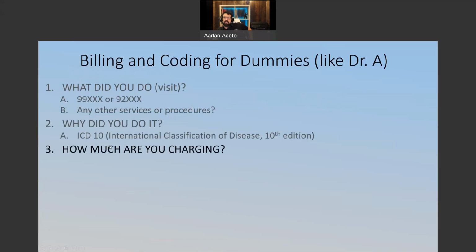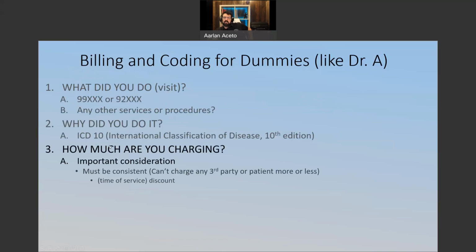And then the question is how much you're charging. And this is very important. You have to be consistent in terms of how much you charge. If you're an eye doctor, you can't charge one insurance company more than another for the exact same thing that you're doing. They can pay you less, but you have to charge everybody the same.